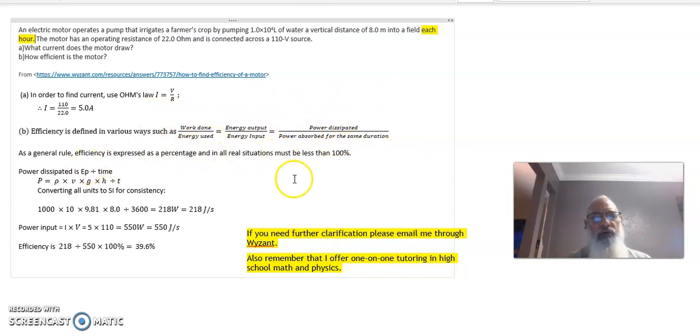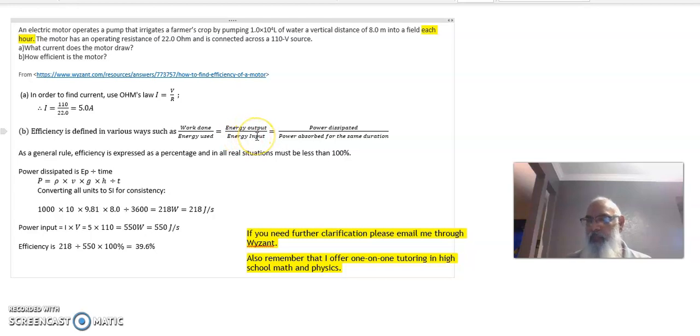And as a general rule, efficiency is expressed as a percentage. Like I said, it's a ratio. So once we get the ratio, whatever the units are for the numerator, the same units are for the denominator. Since we're taking ratios of similar quantities, the units will cancel out.